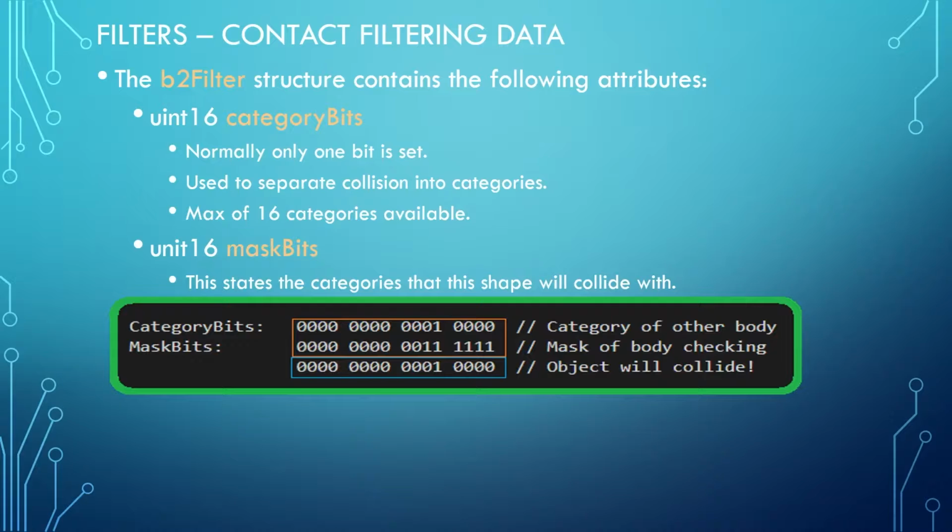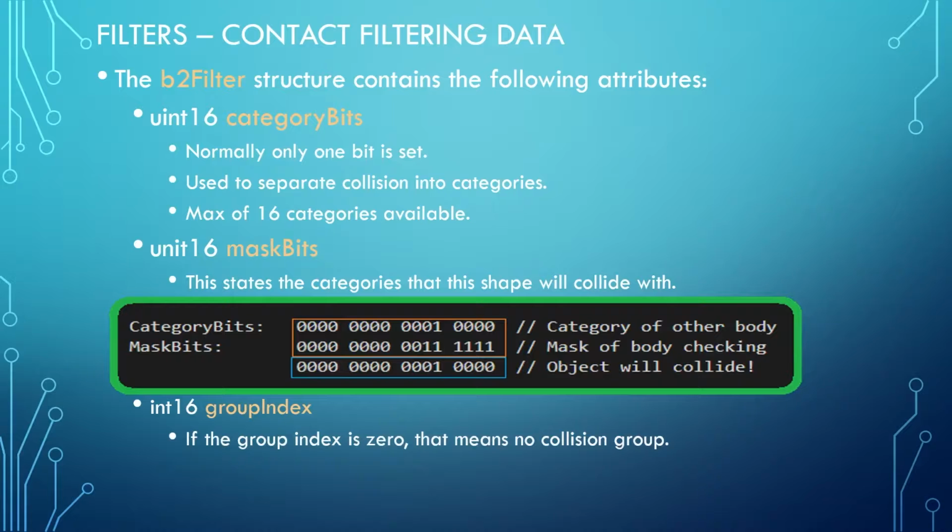If the value is not 0, that means the objects can collide with each other. You'll have to check both bodies' masks to make sure that they both can collide with each other. Lastly would be the group index. You can place the bodies into collision groups.